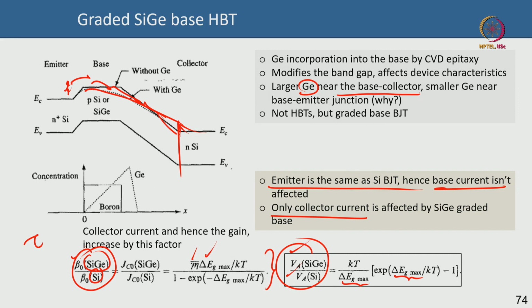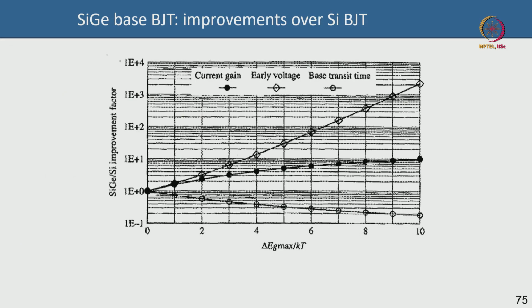That is why you have an improvement in the transit time, and all of this. This picture is actually from an old book, and so it may not be very clear, but I will tell you on the y axis is the improvement factor, by what factor you are improving the silicon germanium graded base with respect to a baseline silicon BJT only.